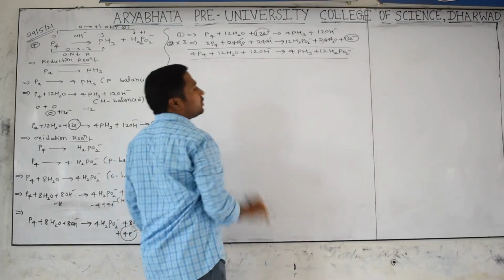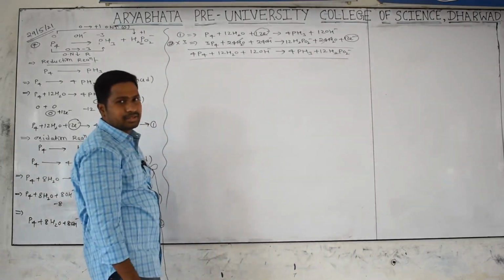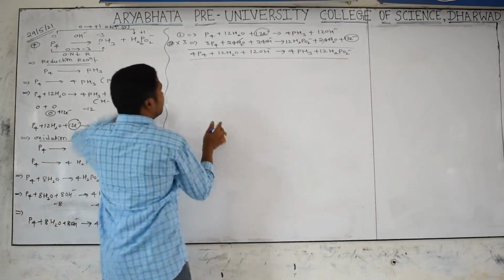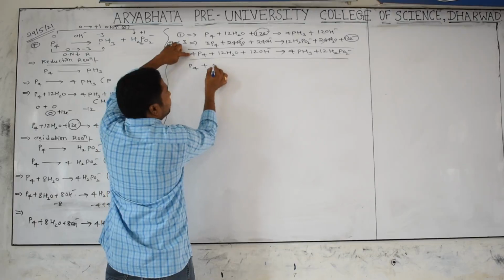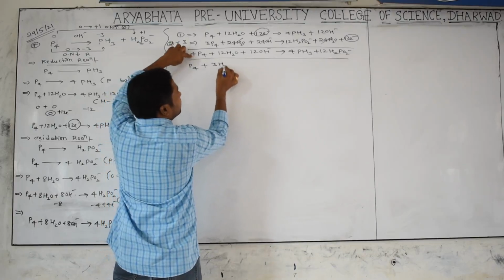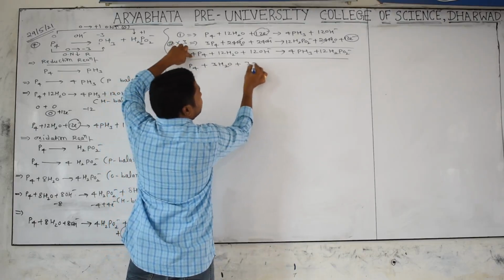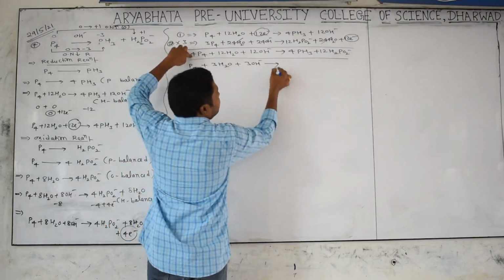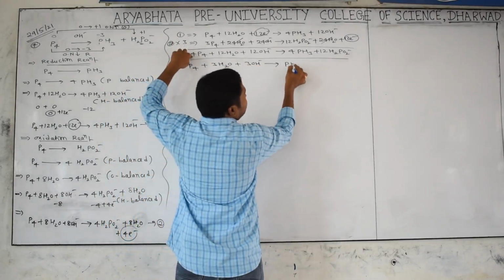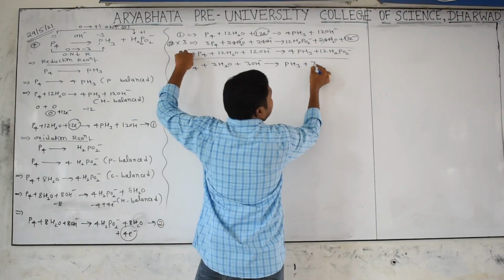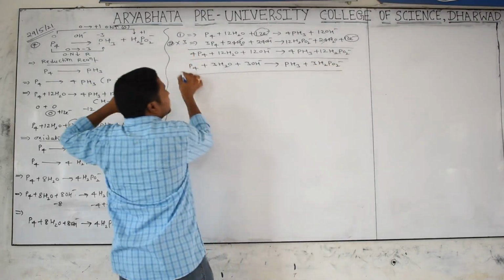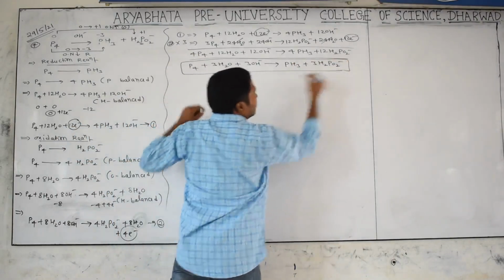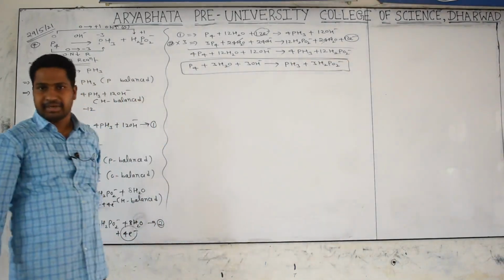But before reporting, one common factor is there in this equation, we can delete it. 4 is the common factor, then we are getting P4 plus 4 common factor means 3H2O plus 3OH minus gives rise to PH3 plus 3H2PO2 minus. This is the balanced equation for that given equation in basic medium.